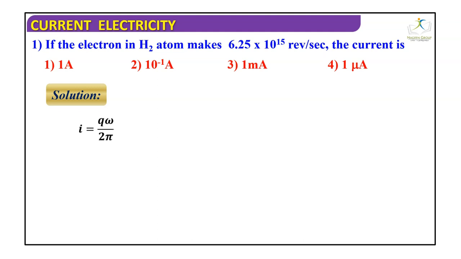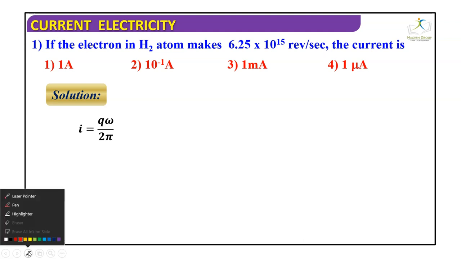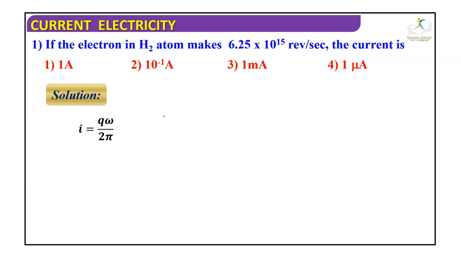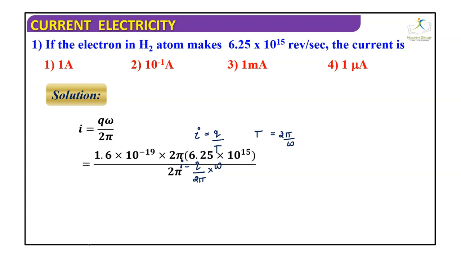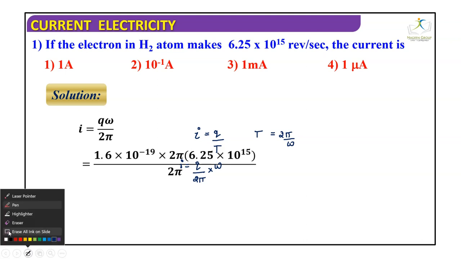The solution is I equals Q by 2π into ω. How does this value come? We know that the formula of current is I equals Q by T, and T equals 2π by ω. So if I put this value over there, we get Q by 2π by ω, which is multiplied here. If I just put all these values, we get this particular term.